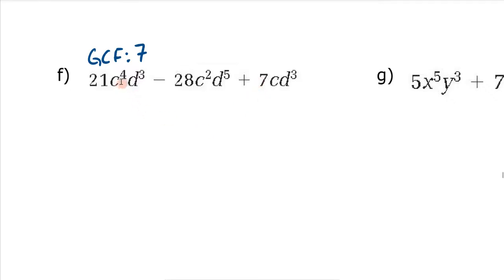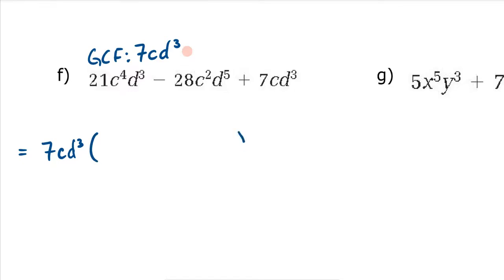Then look at the variables. So c is common in all 3 of them, but the lowest one is this one here. There's a single c. So I have to limit my greatest common factor by just having a single c. Look at the d's. So d cubed, d to the power of 5, and d cubed. So d cubed would be the one I would use. Okay. So while you find your greatest common factor, factor it out. So 7cd cubed.